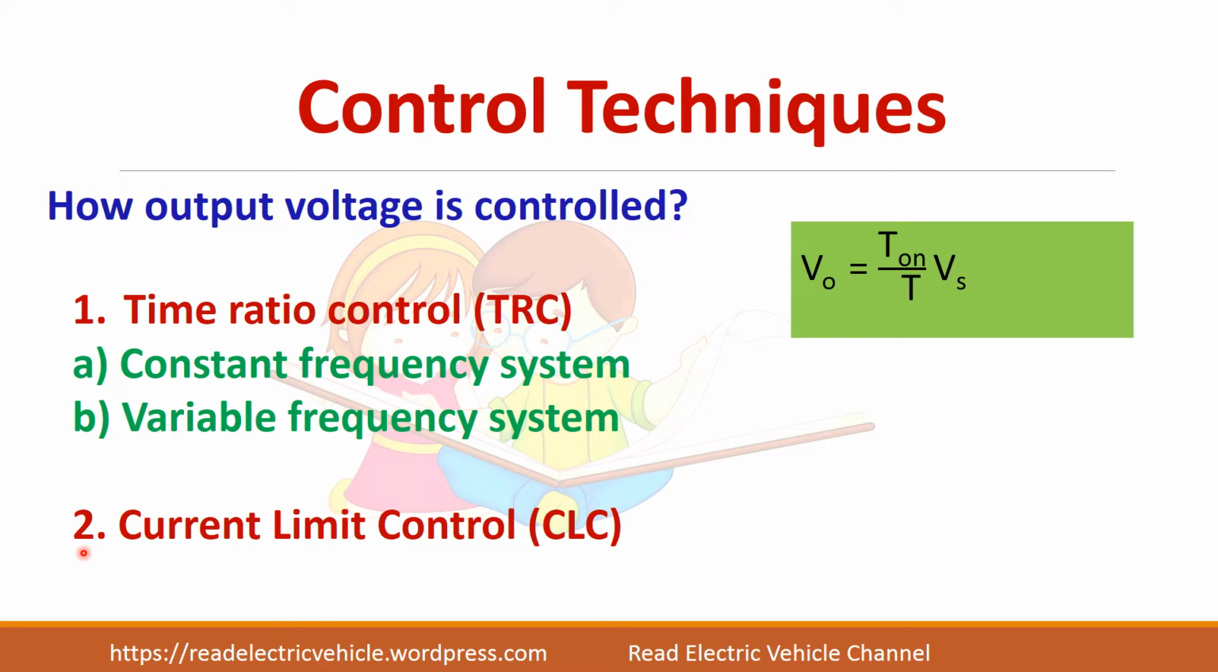The next technique is called current limit control, where you control the operation by limiting the current within two limits. For example, I want to control the current between 10 amps and 12 amps. So I will start the chopper at 10 amps, and when it reaches 12 amps I will stop it. Again when it drops to 10 amps I will start it. This is called current limit control. The other one is time ratio control, because we are changing the time to control the chopper.